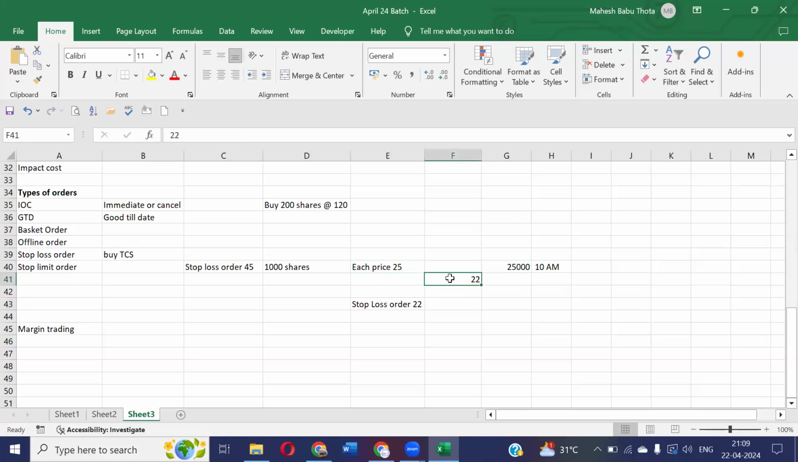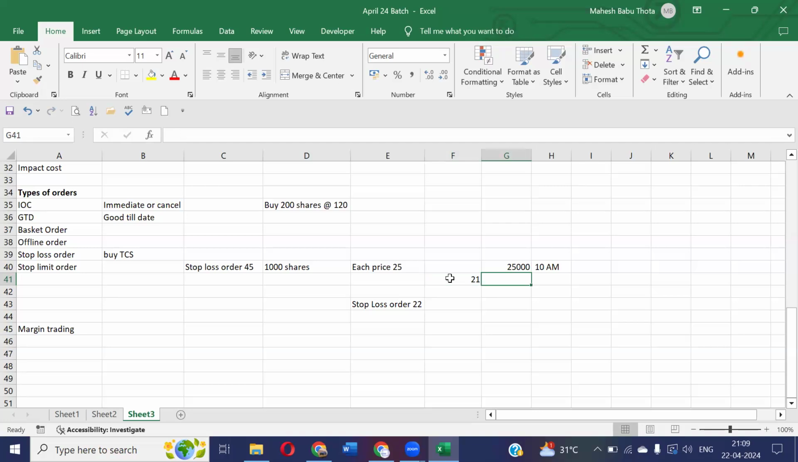What if in the next second itself, the market is available at 21 rupees? Will it sell at 21 or 22 rupees? If it jumps directly from 22 to 21, then it will take 21. That's the purpose of having a stop loss order.